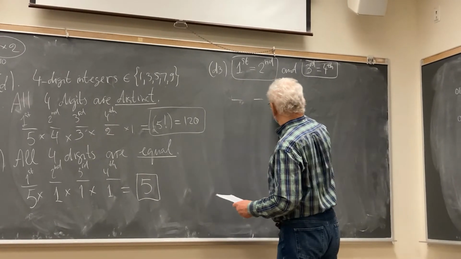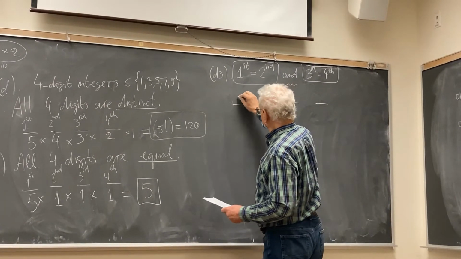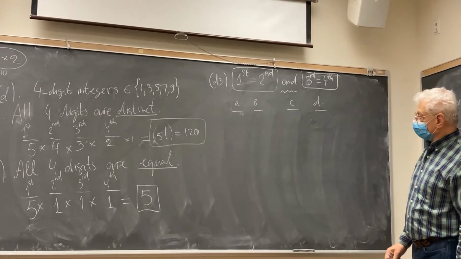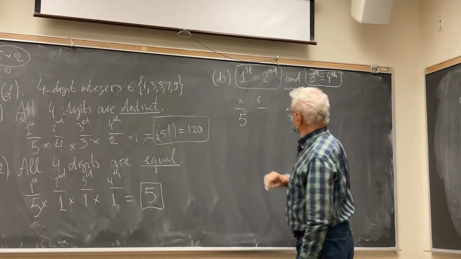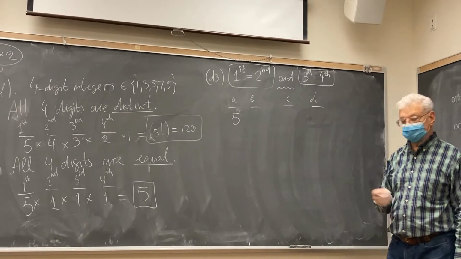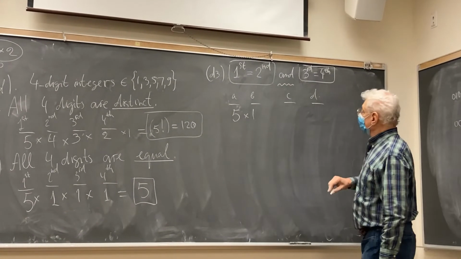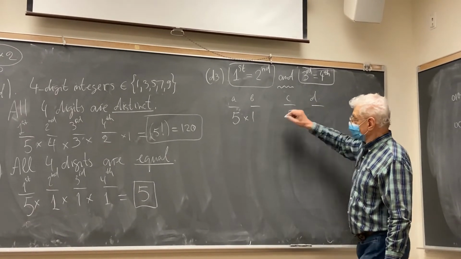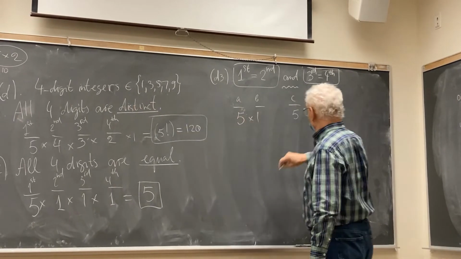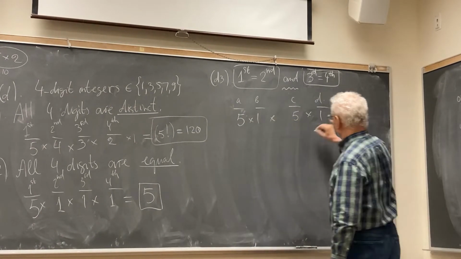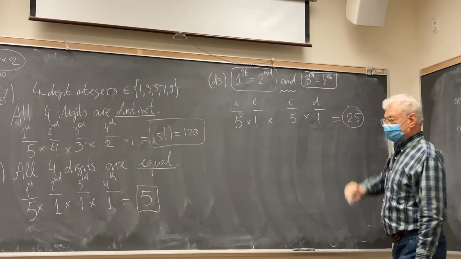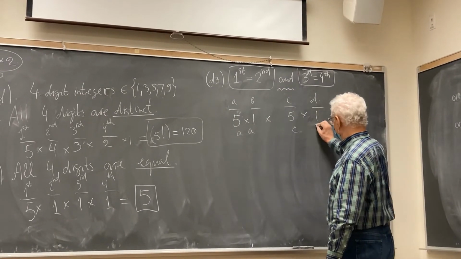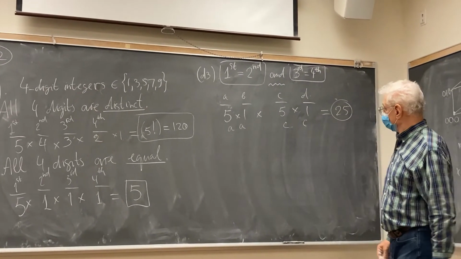Okay, let's count again. 1, 2, 3, 4. Let me call them A, B, C, D. So A, how many possibilities? 5. How many for B? 1. For C? No restrictions. Also 5, right? Any of those could be chosen, right? And for D is also 1. So you multiply, you get 25. Whatever you put, you'll get 25.